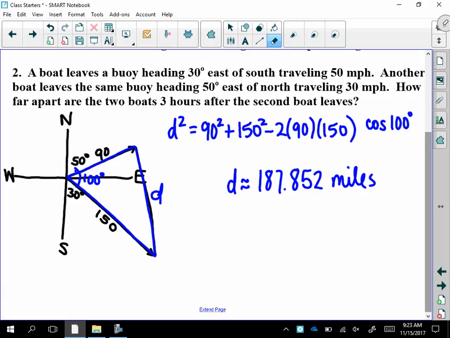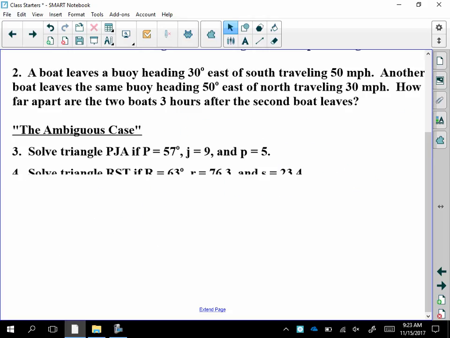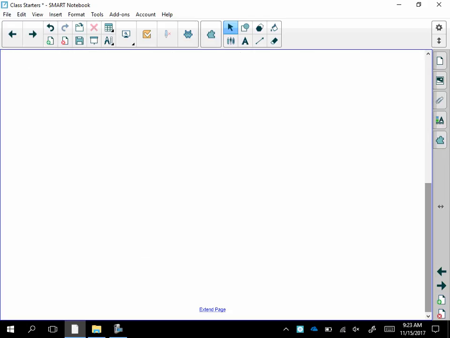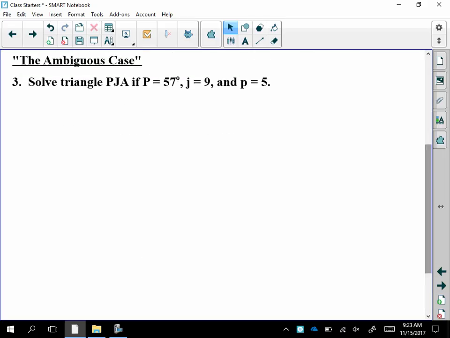Everybody good on number 2? All right, numbers 3, 4, and 5, I've labeled them as the ambiguous case. They're not all ambiguous case problems, but when we get to one, I'm going to kind of guide you through what that means when I say that it's an ambiguous case. But this first one, if I'm not mistaken, it's not an ambiguous case.